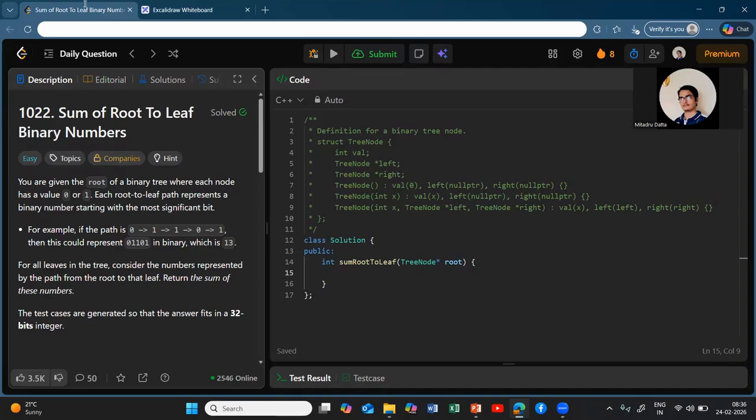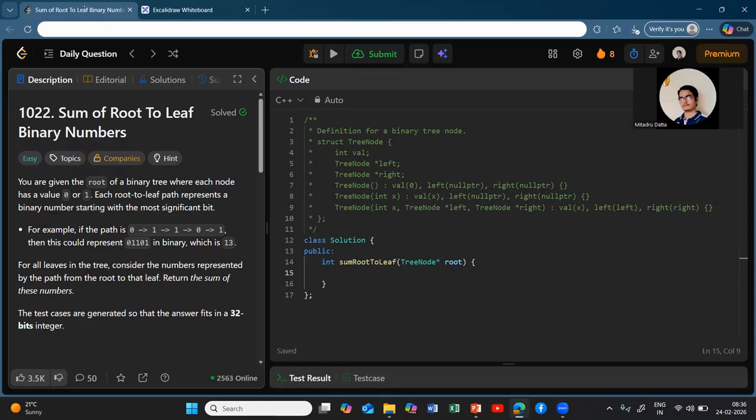So you are given the root of a binary tree where each node has either the value 0 or 1. Each root to leaf path represents a binary number starting with the most significant weight. For example, if the path from root to leaf is 0 to 1 to 1 to 0 to 1, this represents the binary number 01101 in binary, which is 13. Okay, I hope you know how to convert from binary to decimal.